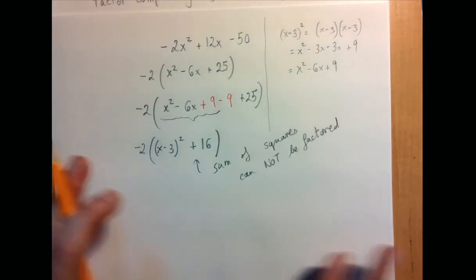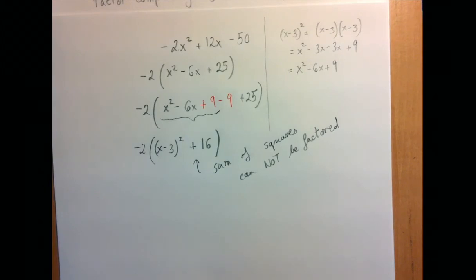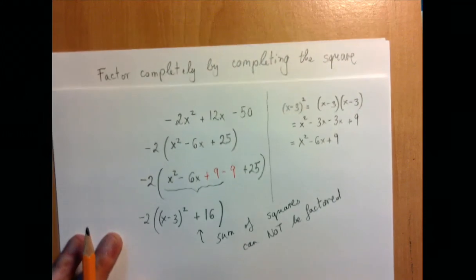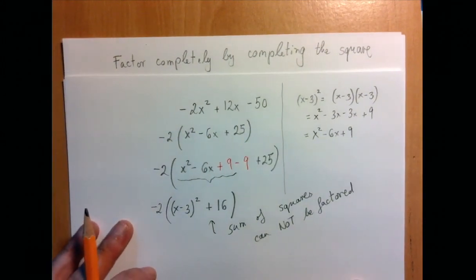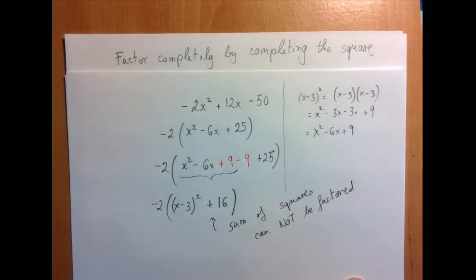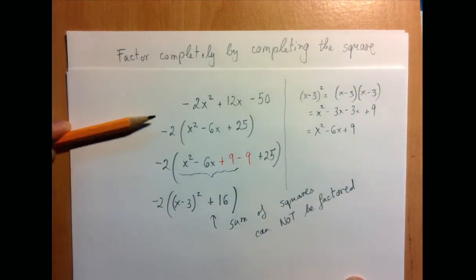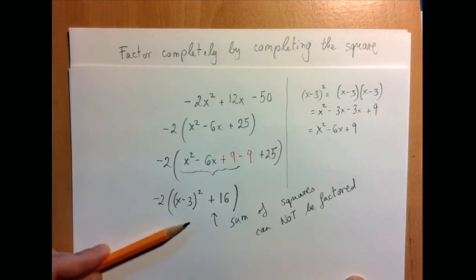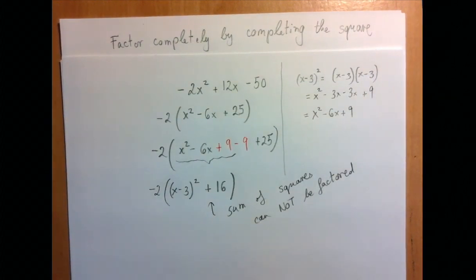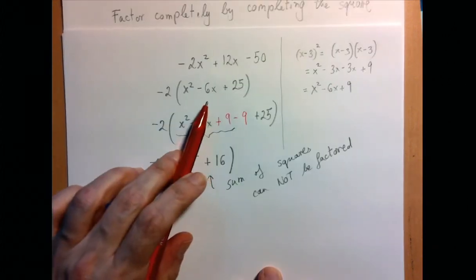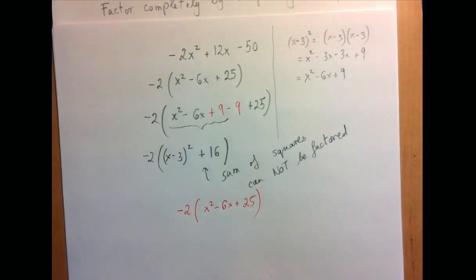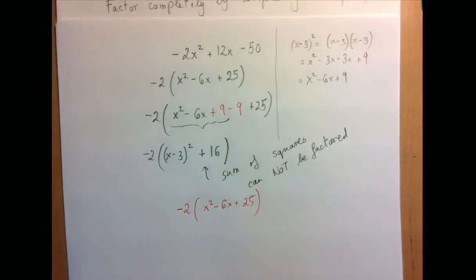So on paper, this is a perfect finish. But on the online homework, you're going to have to enter, let's read the instruction again, factor completely by completing the square. So what is the completely factored form? This one. But interestingly, we have to get to this point to see that this is the last line. So technically, but on paper that's never going to be an issue, the completely factored form is -2 times x squared minus 6x plus 25. So that's the final answer.